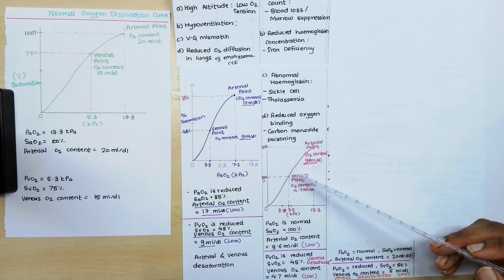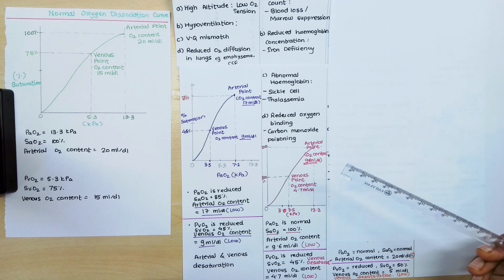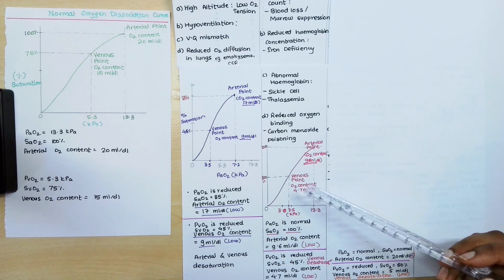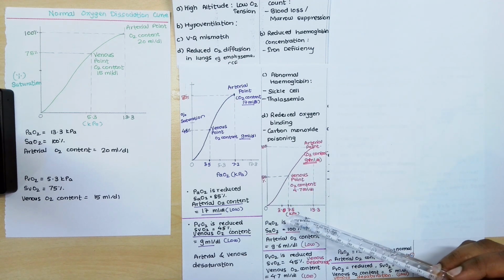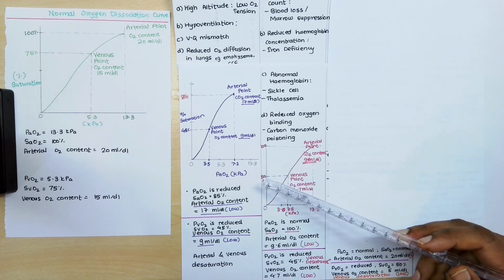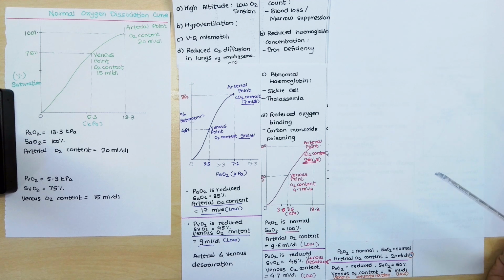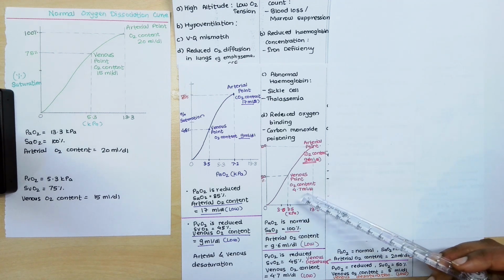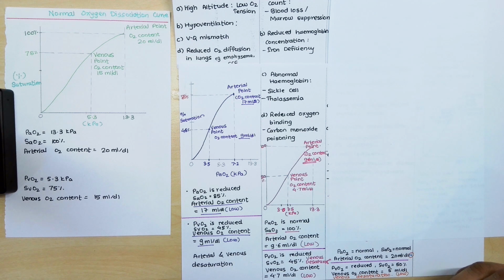The venous point is shifted downwards. The partial pressure of oxygen in the venous blood is reduced to 3.5 kilopascal. The saturation of venous blood is reduced to 50%. There is venous desaturation, and the venous oxygen content is 4.7 ml per deciliter, round figure as 5 ml per deciliter.